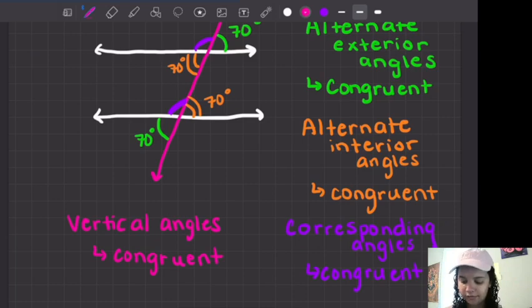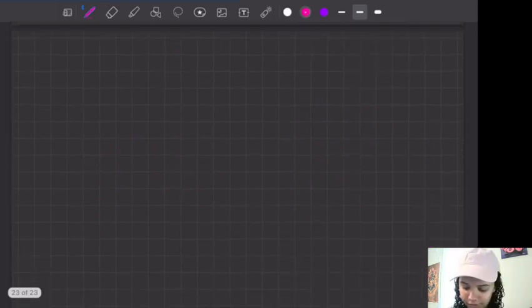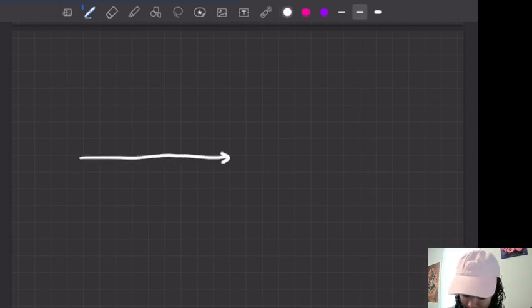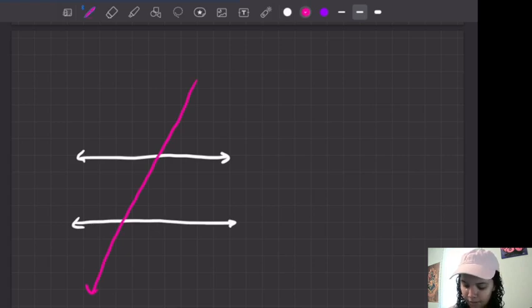Then we have angles that are supplementary. So I'm going to go ahead and redraw my parallel lines. And I'm going to cut them with a transversal over here. And we also have same side exterior angles. So same side exterior.